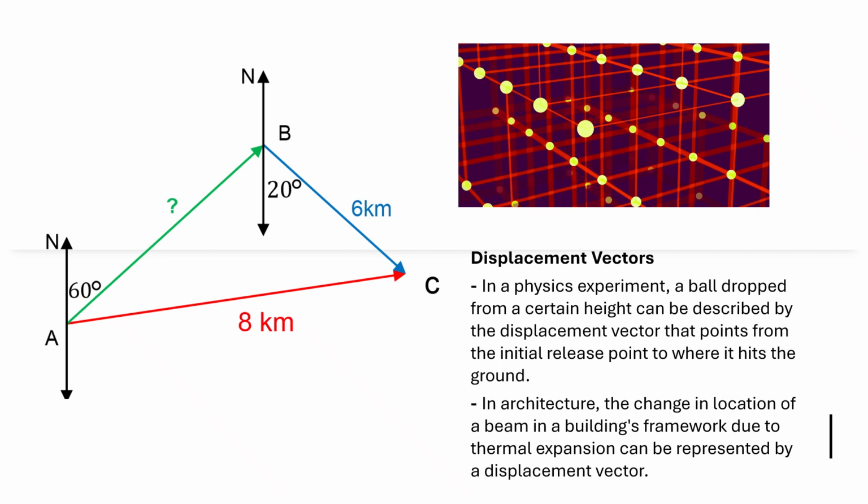Displacement vectors: vectors that represent the change in position from one point to another. A displacement vector captures the shift between initial and final positions. In motion and transformation, we use displacement vectors to understand motion and change in an object's position. In a physics experiment, a ball dropped from a certain height can be described by a displacement vector that points from the initial release point to where it hits the ground.